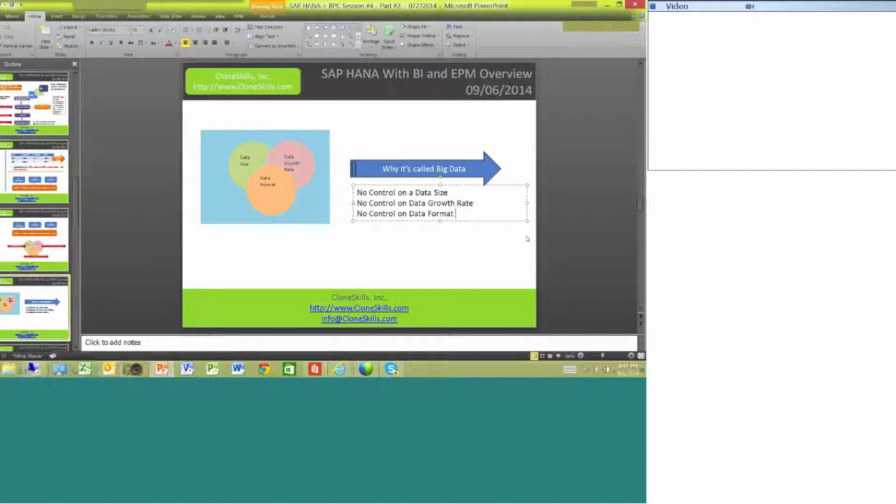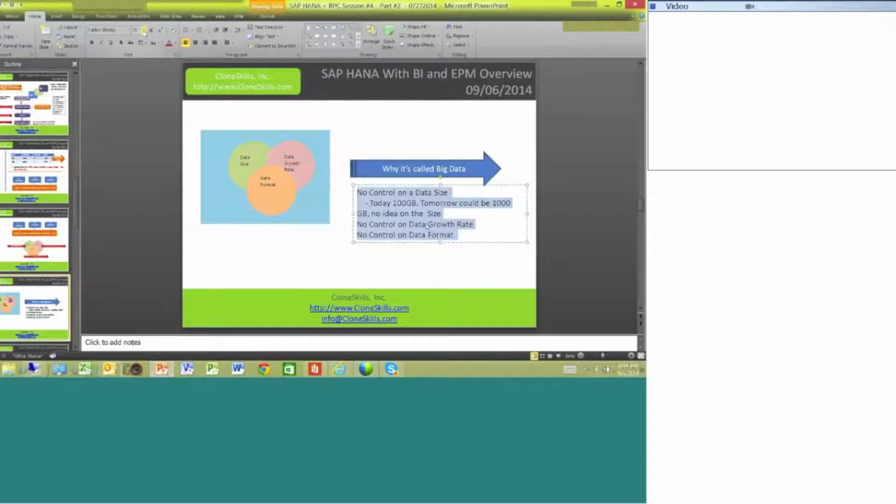For example, today the data size could be 100 GB. Tomorrow it could be 1000 GB. Do we have any idea? No idea on the growth, no idea on the size.